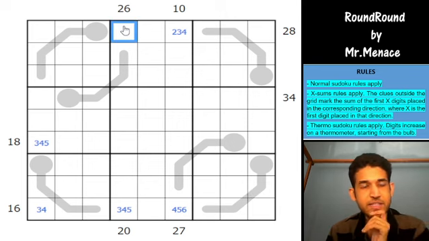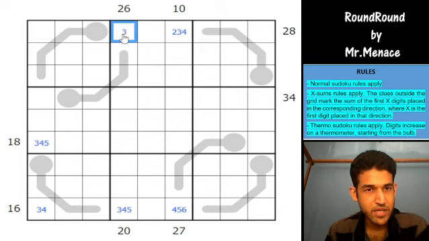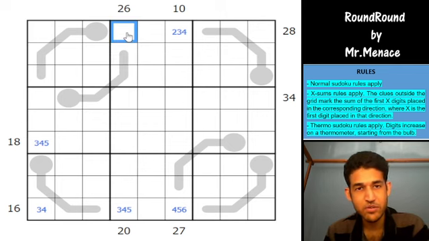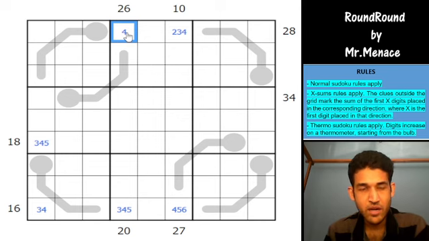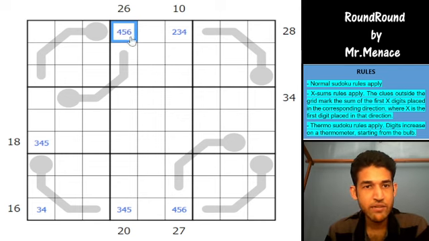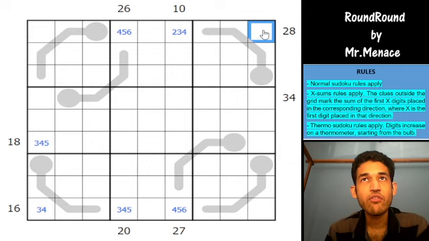Let me go to 26. So 3 is ruled out, not possible, because you need 23 from 2 cells, which is not possible. 4 is possible. 5 is possible. 6 is possible. 7 is not possible. Okay, so 4, 5 and 6. And 28. For 28 we would need minimum 4 digits, right? So 4, 5, 6 and 7.